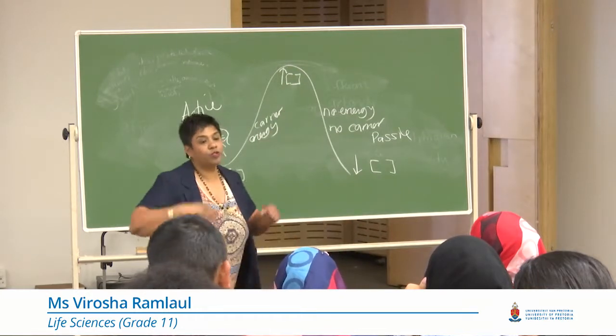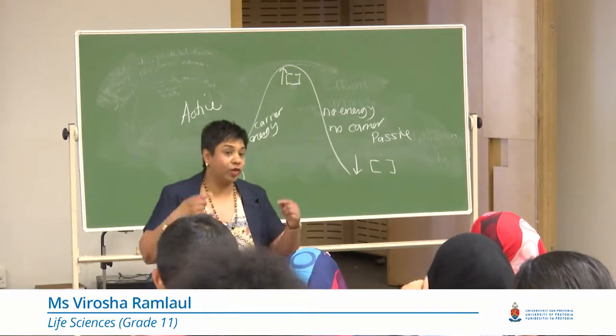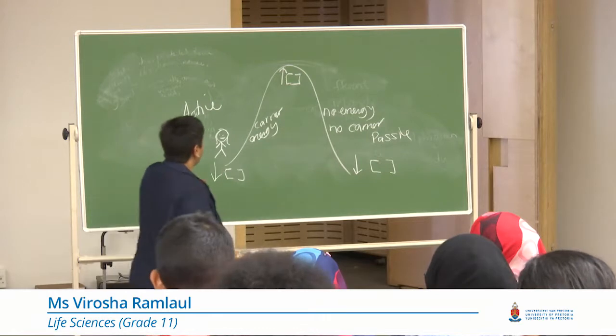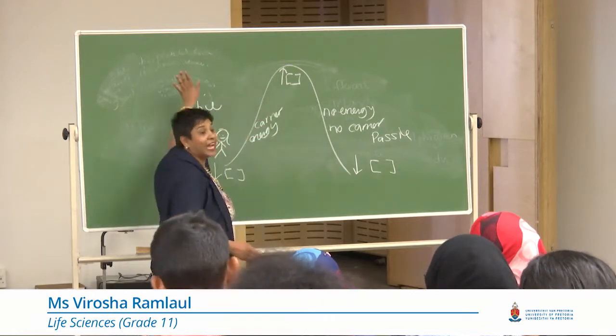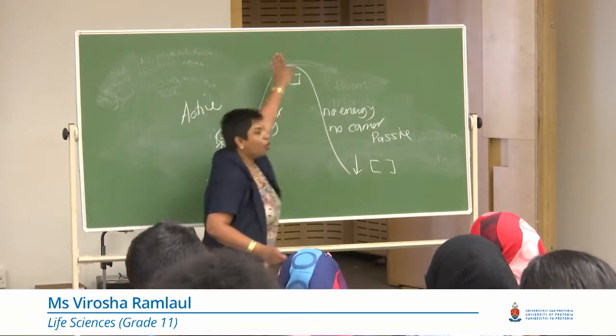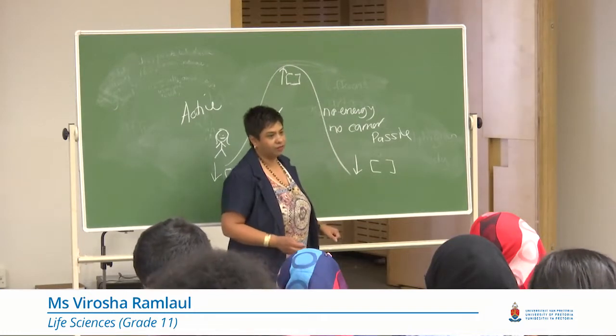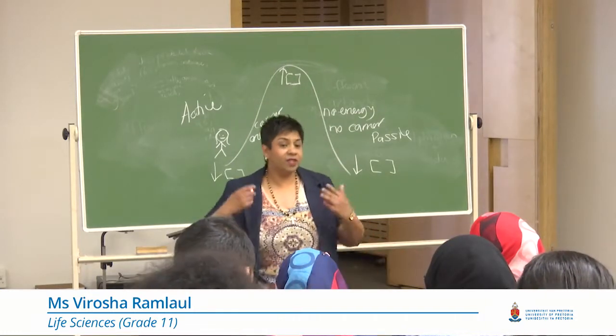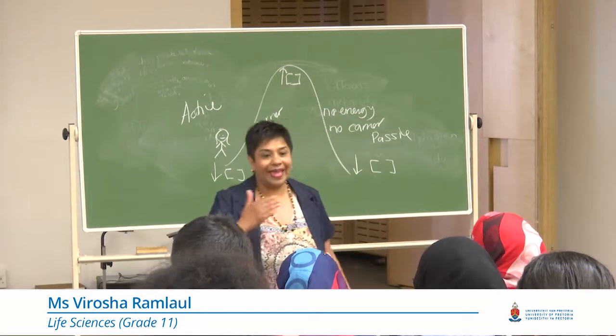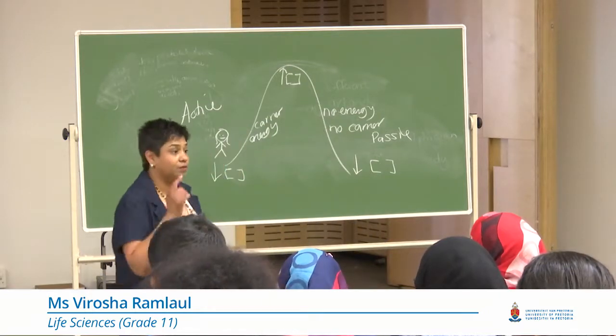Now, because you are in grade 11 and you're going to grade 12, they're not going to say low to high. They're going to say against a concentration gradient, along a concentration gradient. Okay, so that's an easier way for you to remember active and passive transport.